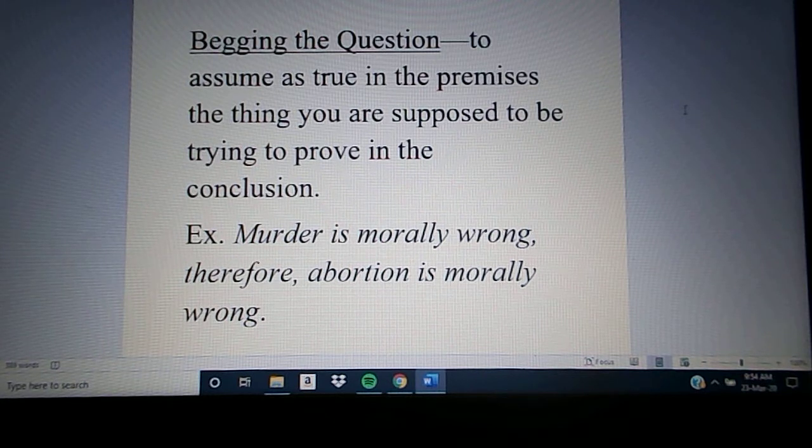But that's what the argument is trying to do. So it is begging the question with regards to the question of abortion and whether or not it is murder or not. Okay.